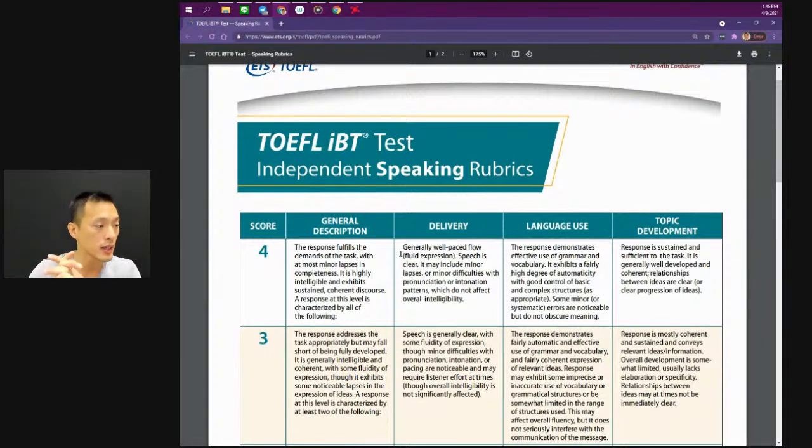The first one is general description, right? So note that what they're looking for here is that the response fulfills the demands of the task, right? The response fulfills the demands of the task. So this is one of the major mistakes.